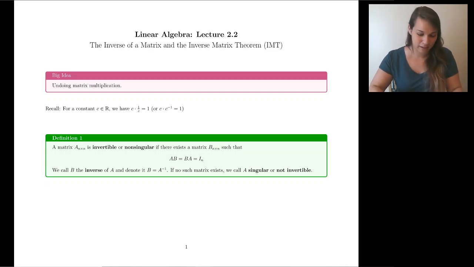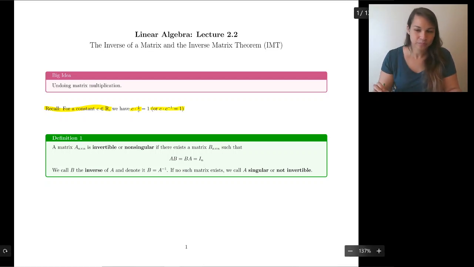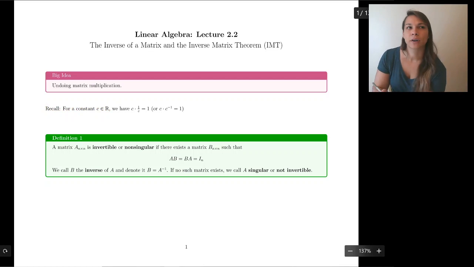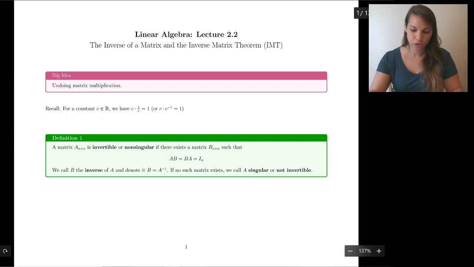Why are we doing that? Because recall, for a constant, c times 1 over c is going to be equal to 1, so we can undo it. We can also say that it's c times c to the -1 power. And then notice that -1 power shows up for inverses, like for trig functions and stuff. So today we're going to answer the question, can we undo matrix multiplication? The answer is only sometimes.